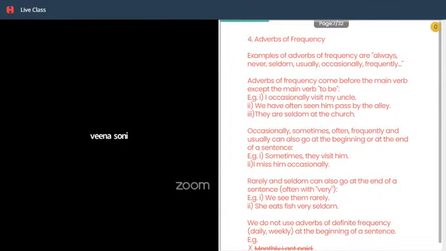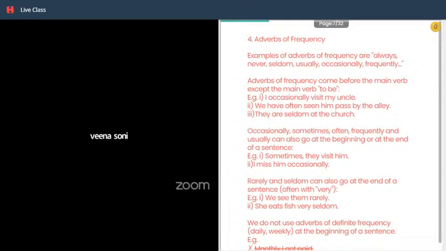Adverbs of frequency come before the main verb except the main verb to be. For example, I'll go again and discuss this. When we're talking about frequency, frequency is how many times something is happening. We are always on time. She is never on time. She is seldom on time. She is usually late. She is occasionally late.